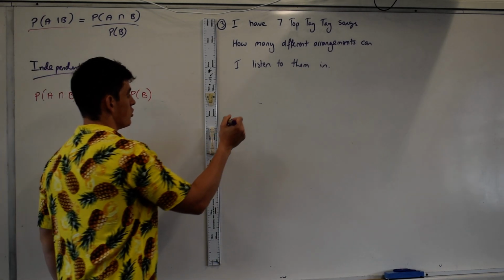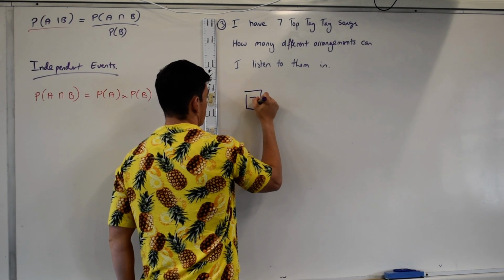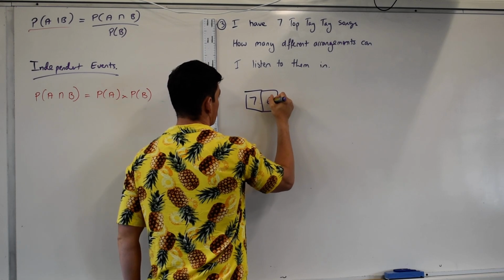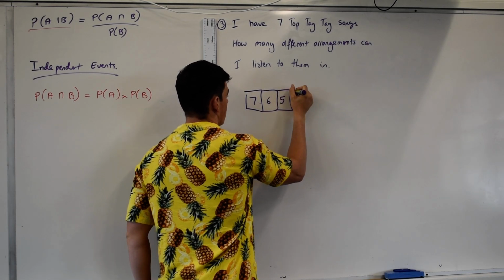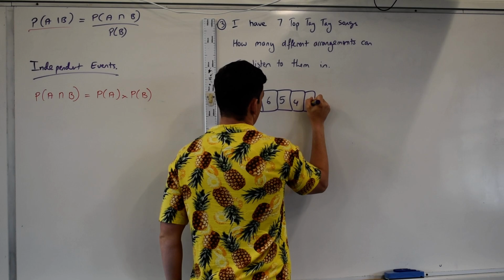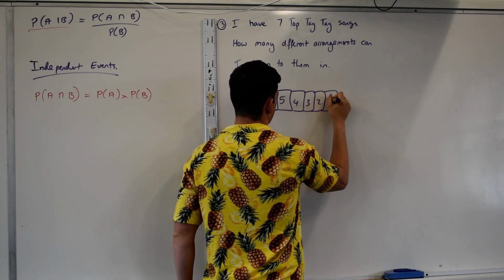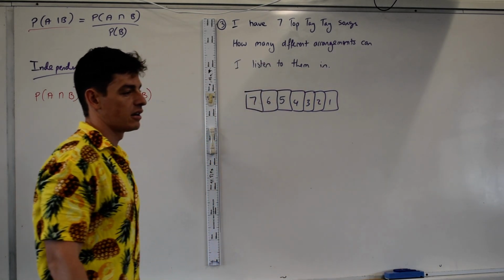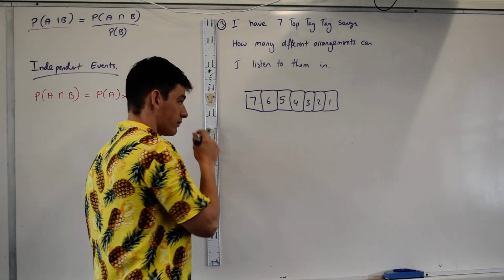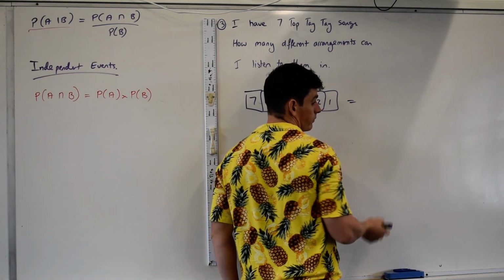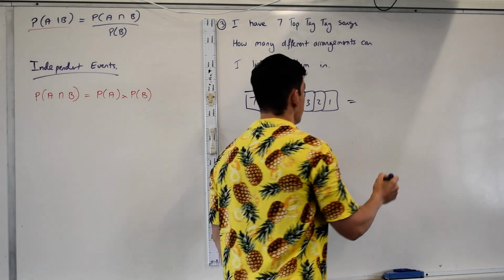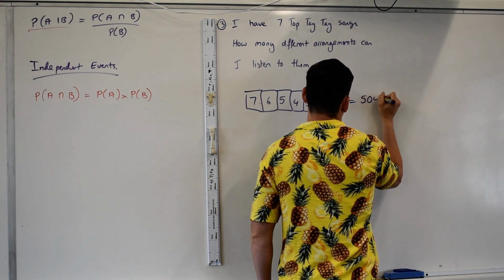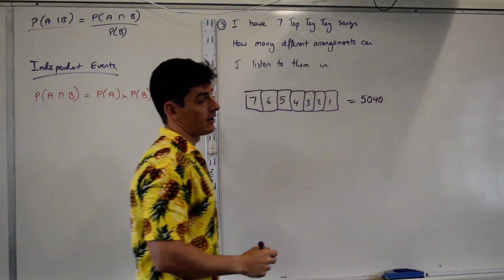So how many options do I have for my first song? 7. How many do I have for my second song? 6. How many options do I have for my third? 5. 4. 3. Who's getting tired of writing this? 1. Okay, put that in your calculator. 5,040. Lots of options.